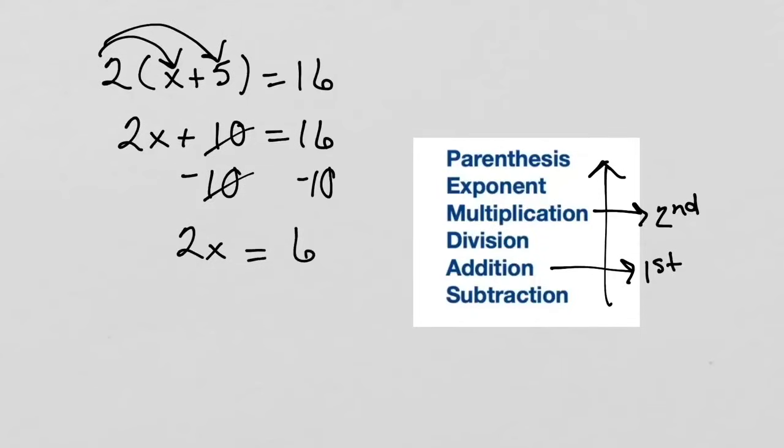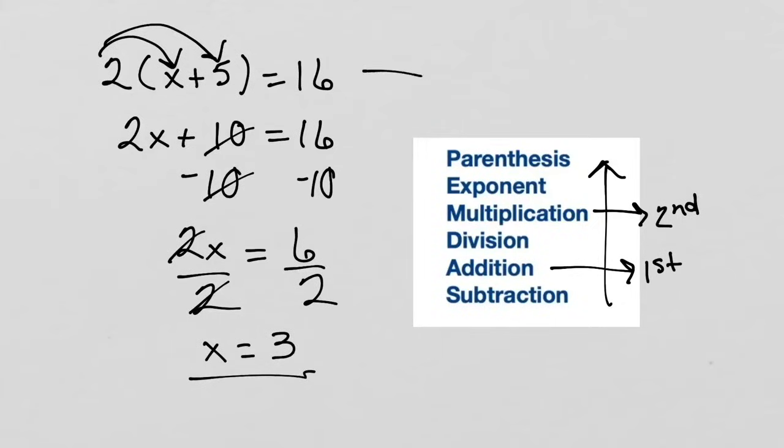Next, we will get rid of the times 2 by dividing both sides by 2. The 2 will cancel out. 6 divided by 2 is 3. So x equals 3. Here, you realize that we did an extra step of distribution before we could apply the two-step equation. You can solve it this way if it's easy for you, but that's not the best way to solve it.